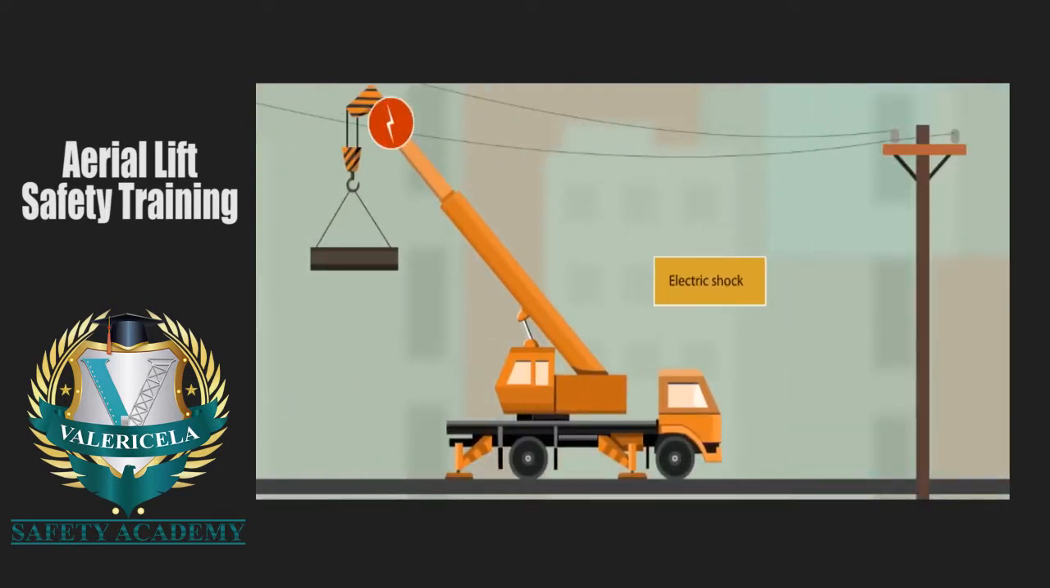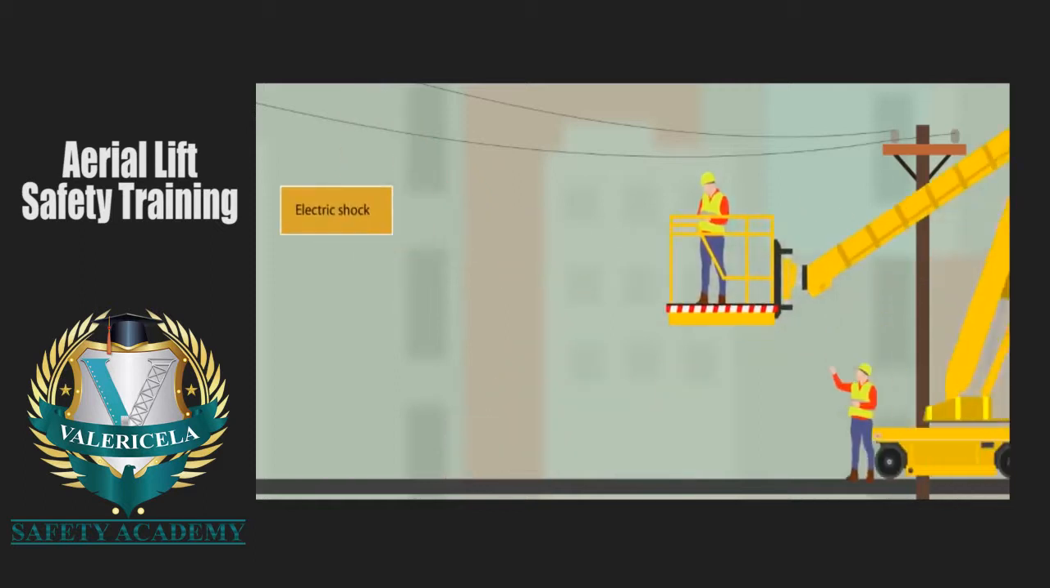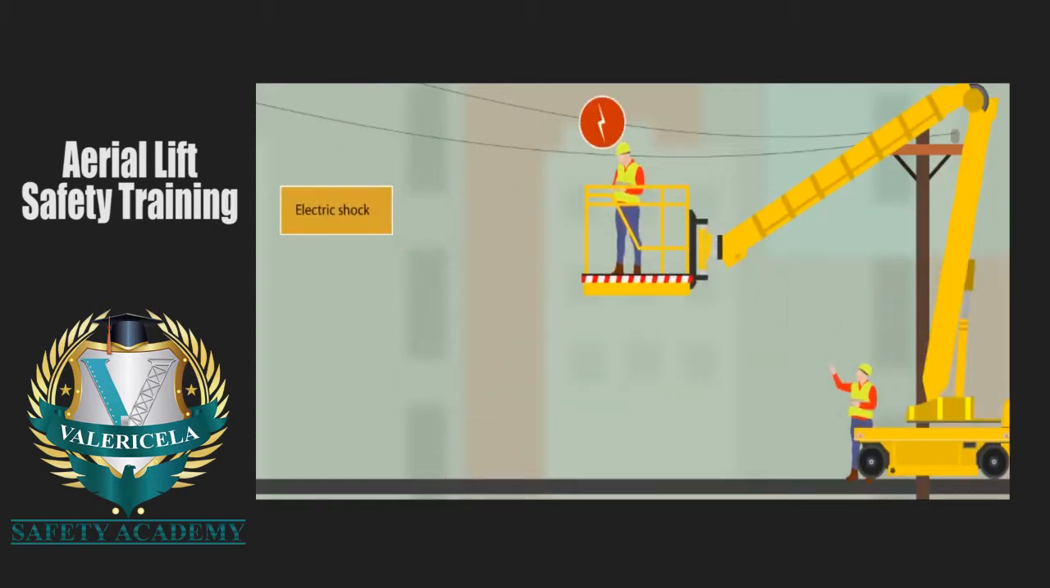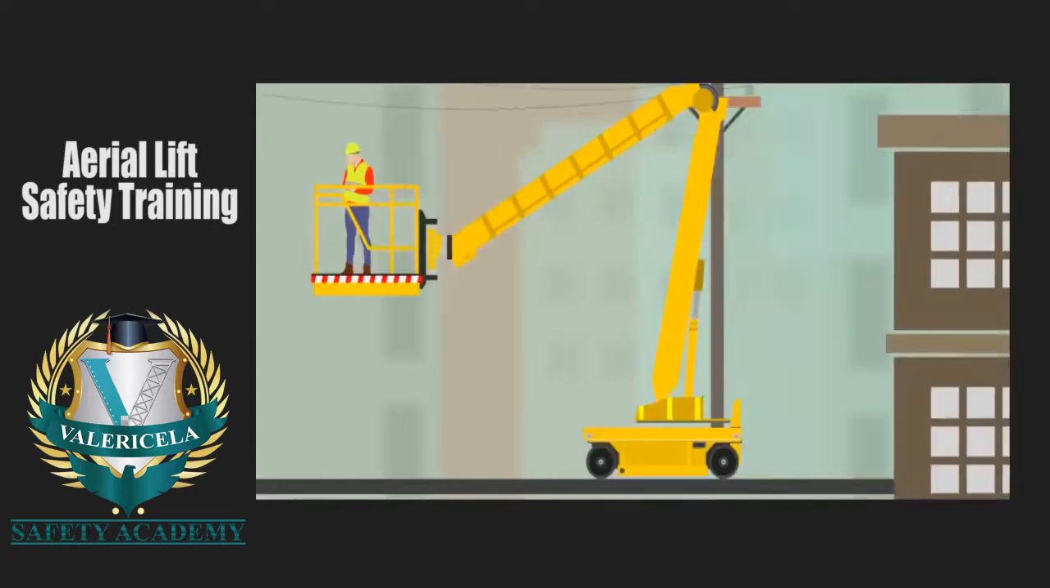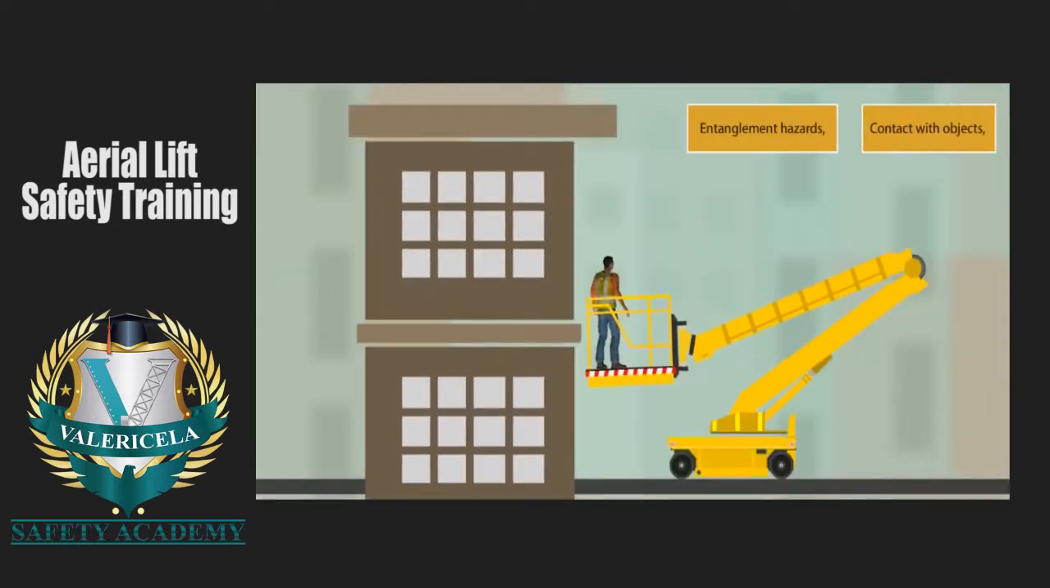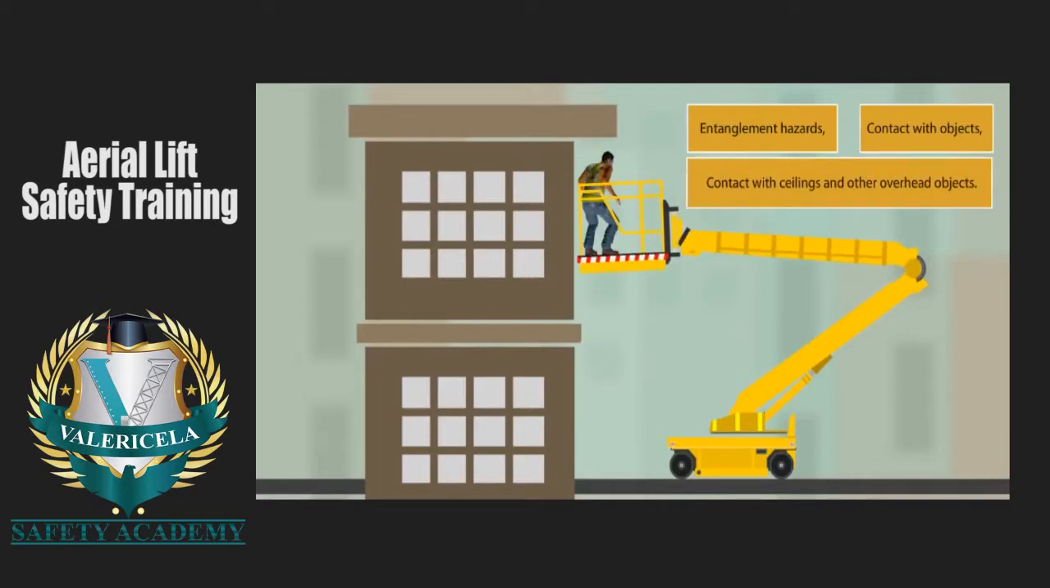Employees may also be killed or injured by contact with exposed, energized electrical parts, such as overhead power lines, electrical wiring, or fixtures. This may occur when the employee in the work basket is injured by direct contact. However, if employees on the ground are making simultaneous contact with the aerial lift and the ground when an energized conductor is contacted, they too may be killed or injured. Entanglement hazards, contact with objects, contact with ceilings and other overhead objects.